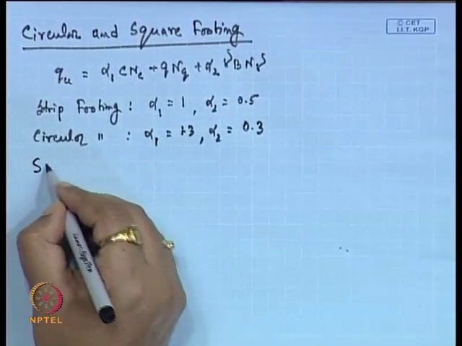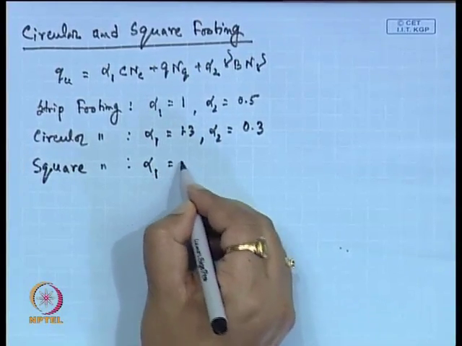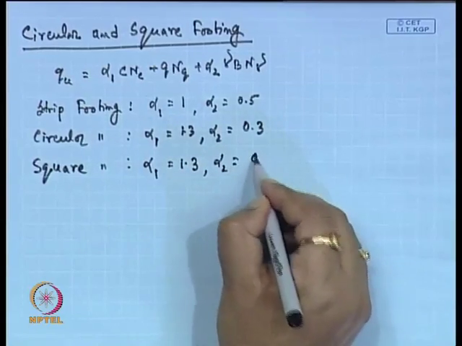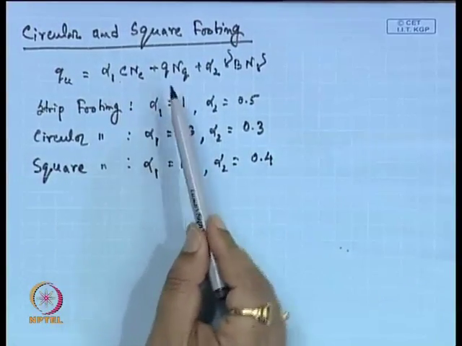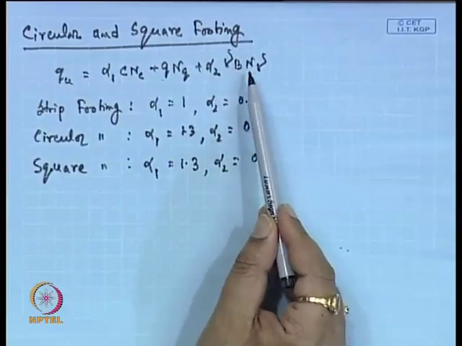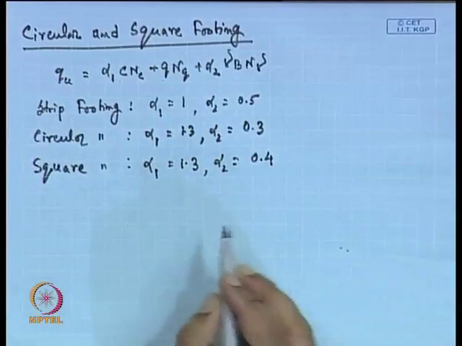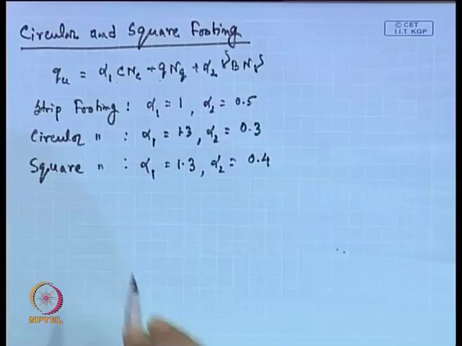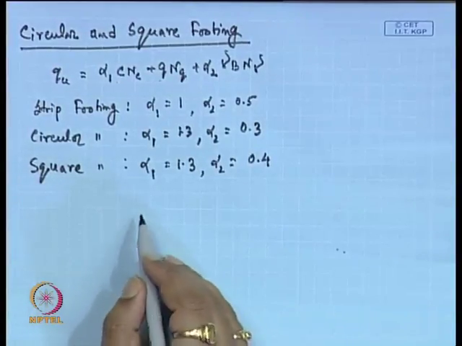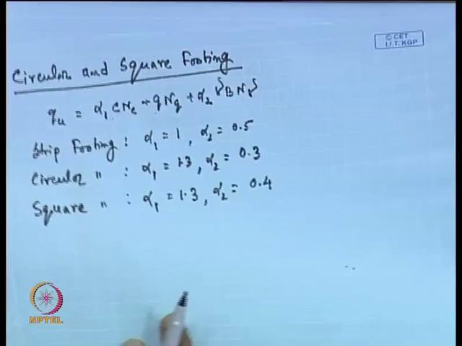Now, for a square footing, alpha 1 is also 1.3 and alpha 2 is equal to 0.4. So, for the square footing, the expression will be 1.3 C Nc plus q Nq plus 0.4 gamma B N gamma. The Nq, Nc, N gamma values we will get from this table if we know the phi value. So, for other types of footings, circular or square, we can use this expression also. Now, one thing: in this expression that we have derived, we have not considered the effect of water table. So, that effect we have to consider here.